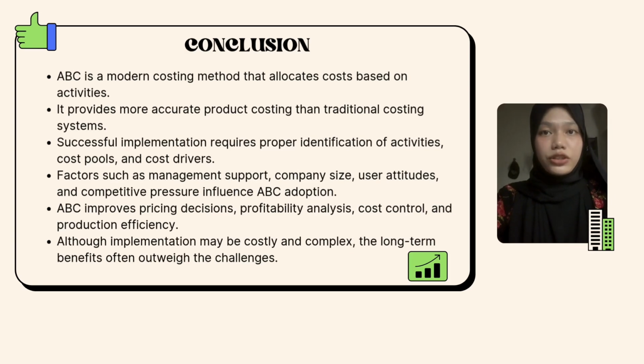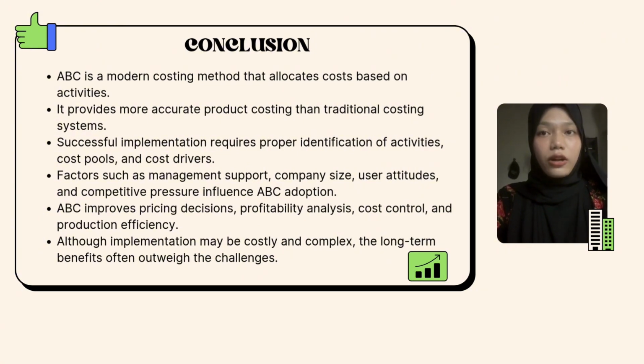Throughout this presentation, we first discussed the concept of ABC and how it differs from traditional costing systems. Unlike traditional costing, ABC provides a more accurate representation of the resources consumed by products and activities. Next, we examine how ABC is implemented in manufacturing industries through the identification of activities, creation of cost pools, and selection of appropriate cost drivers.